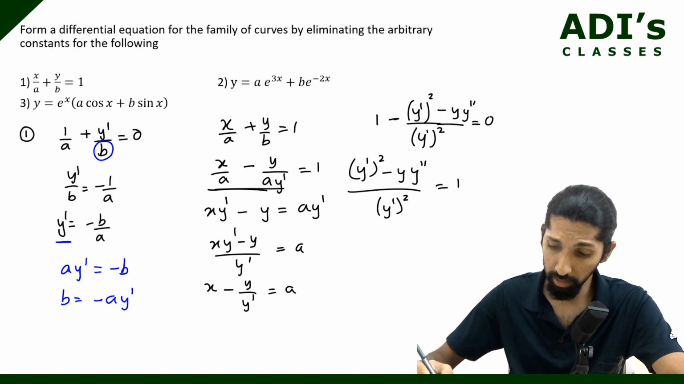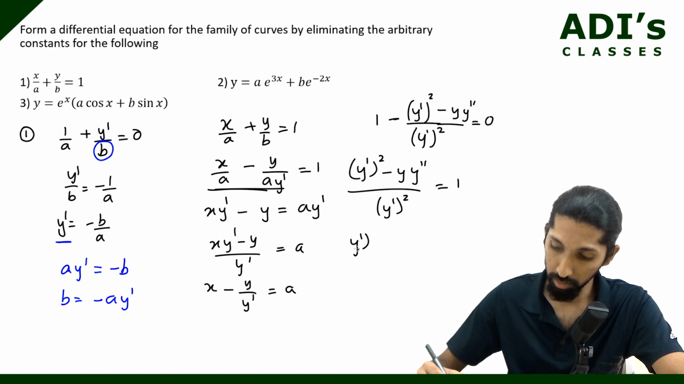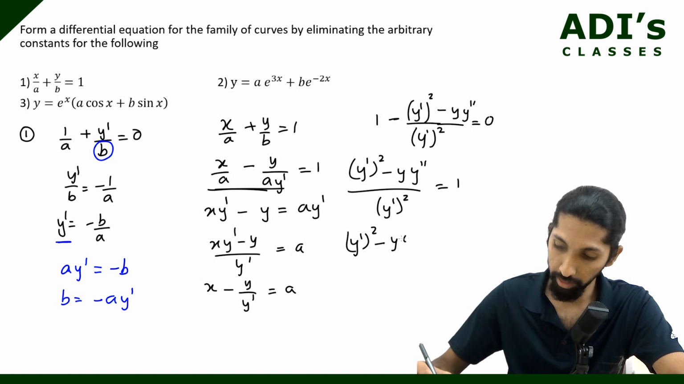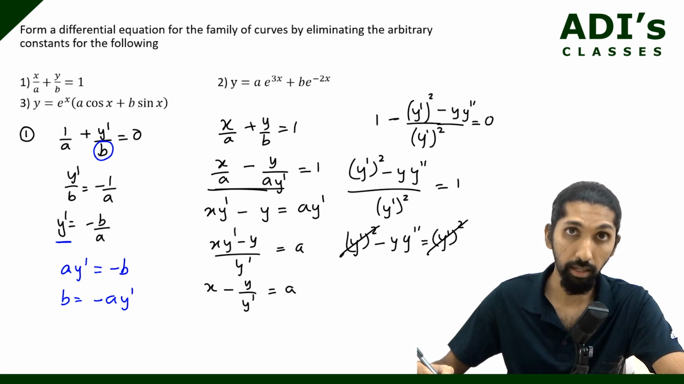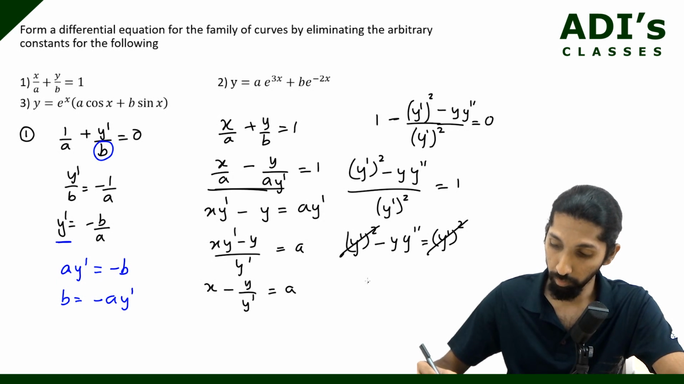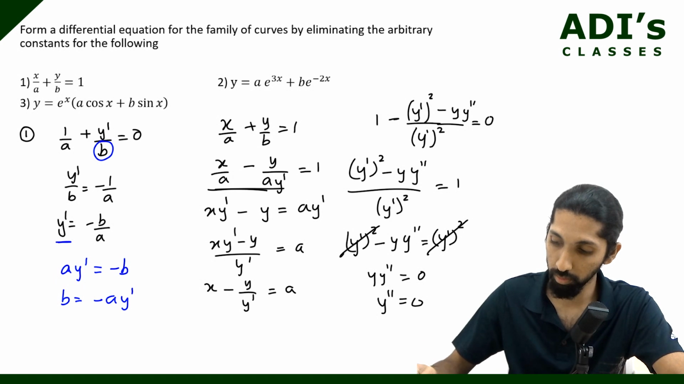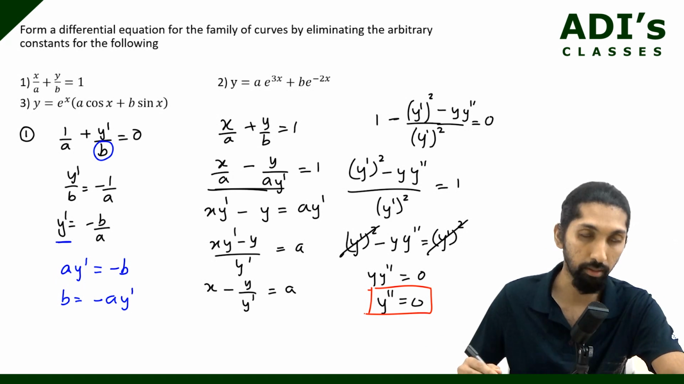So take it on the other side, y' whole square minus y into y'' is y' whole square. Cancel, right? So now what do you get? y into y'' is equal to 0, or y'' is equal to 0. So this is what we are going to get as the differential equation.